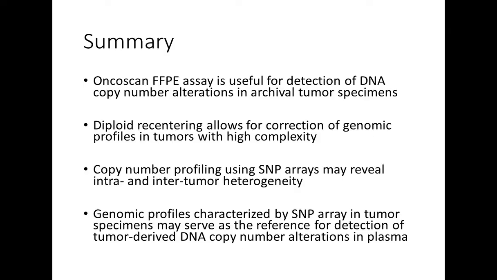In summary, our study of leiomyosarcoma shows that OncoScan FFPE assays are useful for detection of DNA copy number alterations in archival tumor specimens. I showed an example of recentering that allows for correction of genomic profiles in tumors with high complexity, such as leiomyosarcoma. Our results show that copy number profiling using OncoScan FFPE assays may reveal intra and inter-tumor heterogeneity. And in this particular study, genomic profiles characterized by SNP array in tumor specimens served as the reference for detection of circulating tumor DNA in plasma.